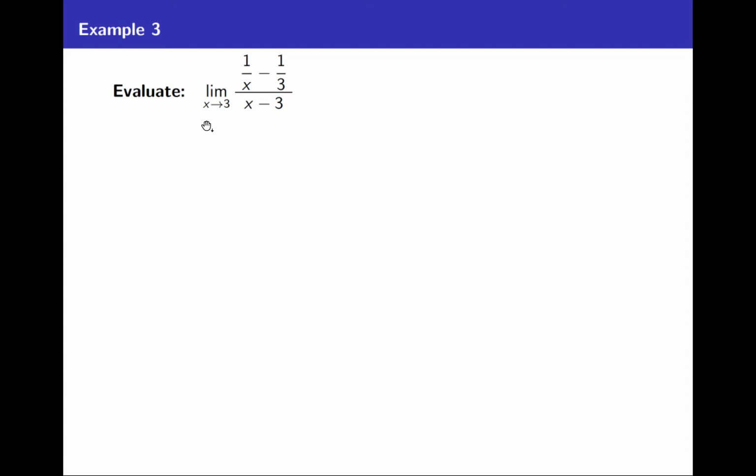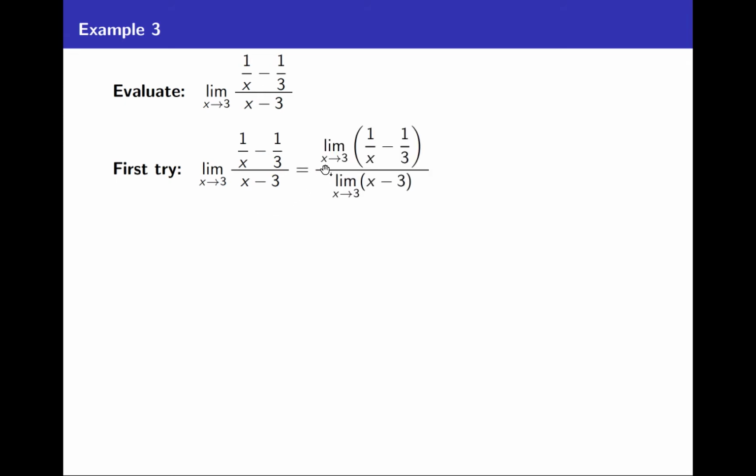Next, let's look at the limit as x approaches 3 of 1 over x minus 1/3 divided by x minus 3. Now, always when you're evaluating limits, your first reflex is going to be to apply a limit law. You might look at this limit and say, well, I have the limit as x approaches 3 of a function divided by another function. So applying a limit law here would be the limit as x approaches 3 of 1 over x minus a third, divided by the limit as x approaches 3 of x minus 3.